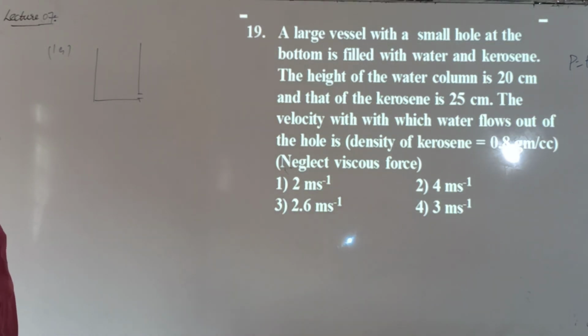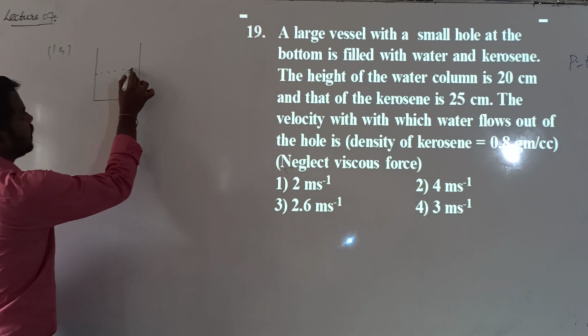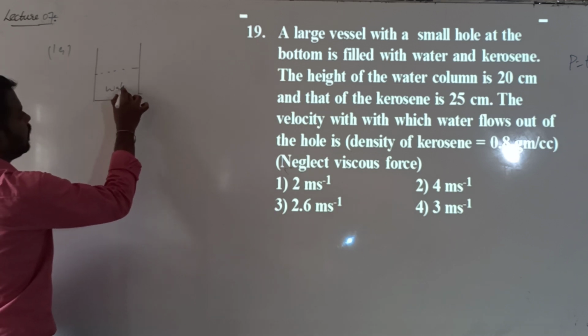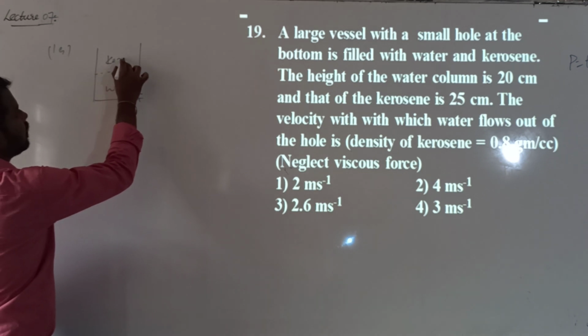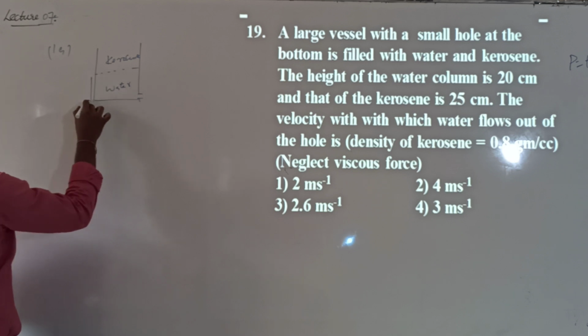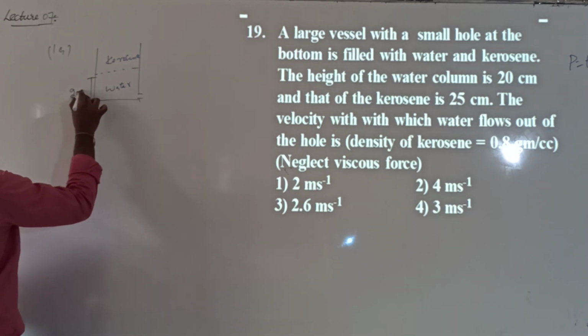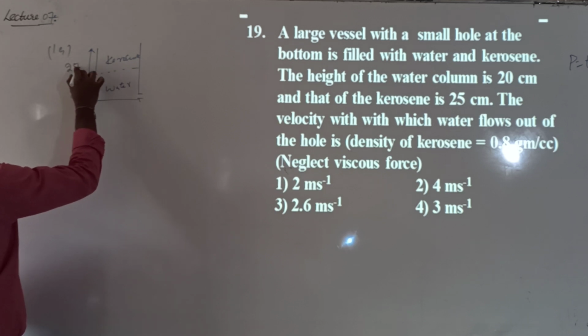It is filled with water and kerosene. The height of the water column is 20 centimeters. First it is filled with water and kerosene, so this is water and above one is kerosene. The height of the water column they gave as 20 centimeters, and the height of the kerosene as 25 centimeters.